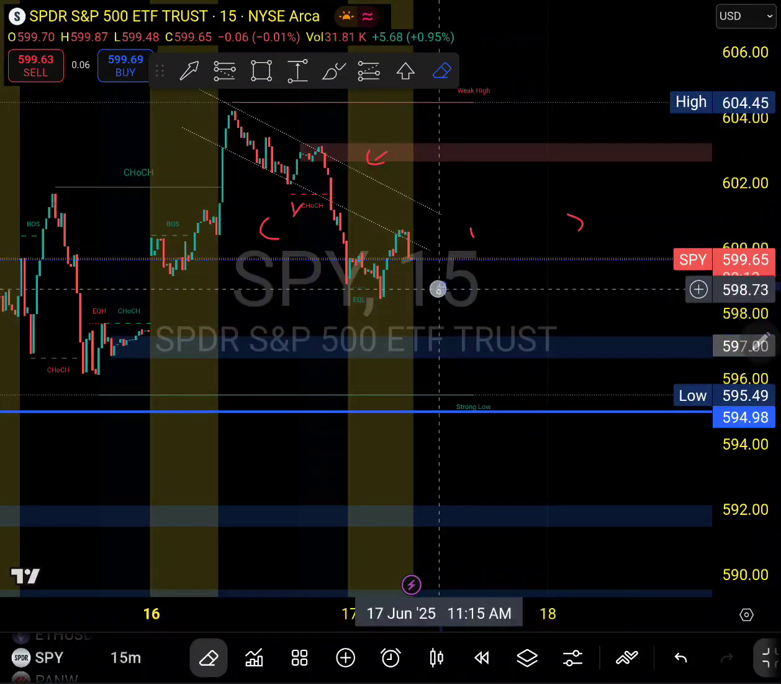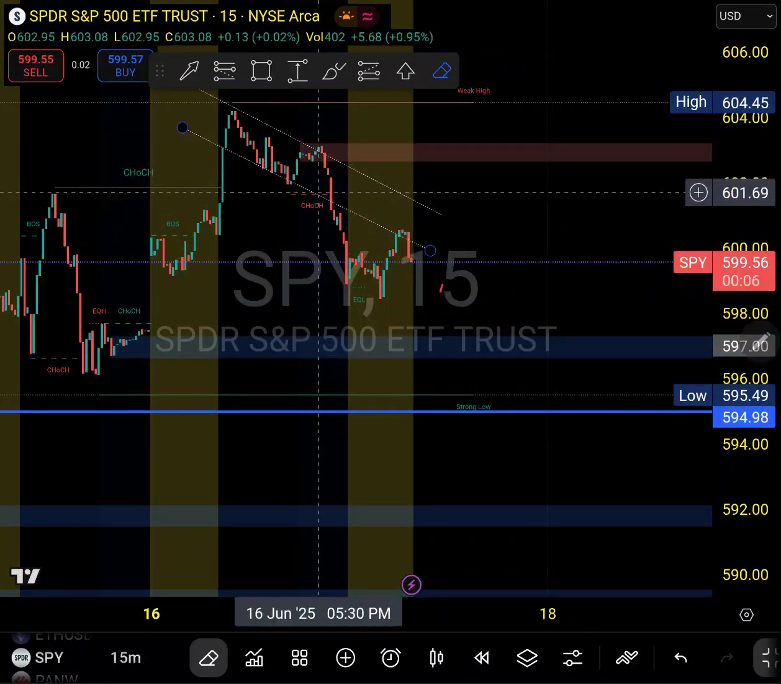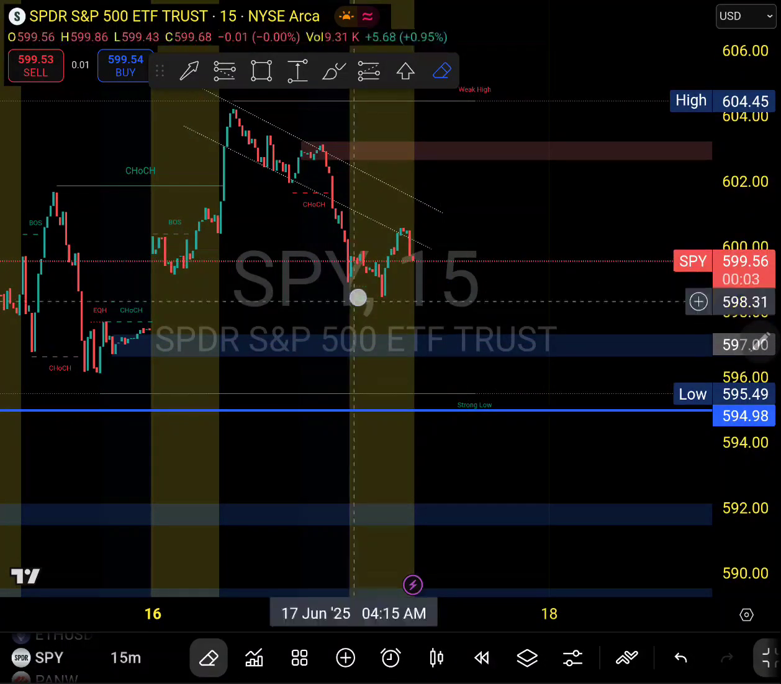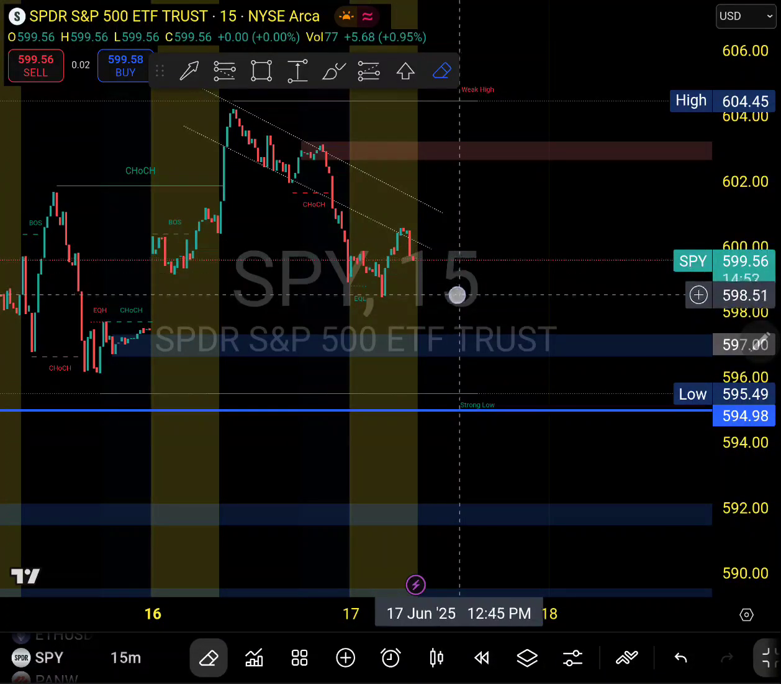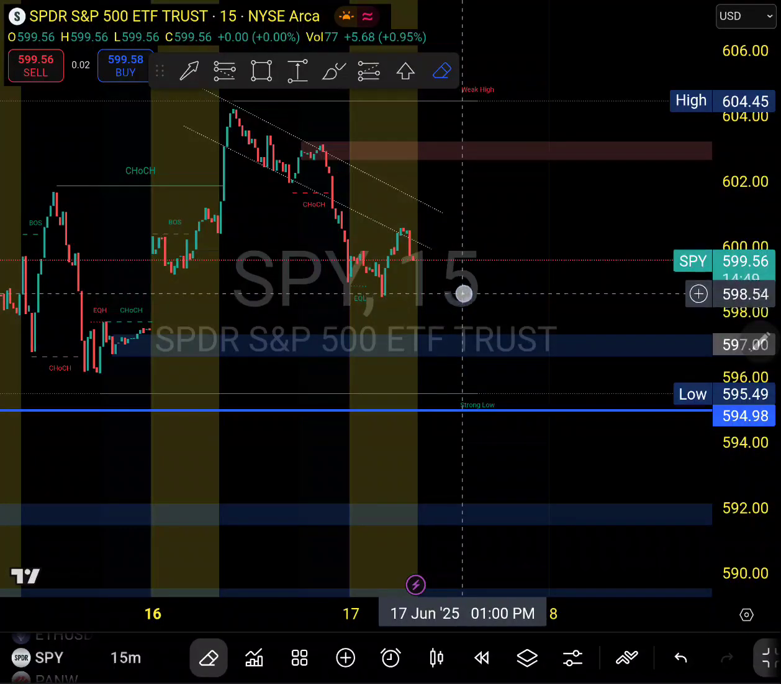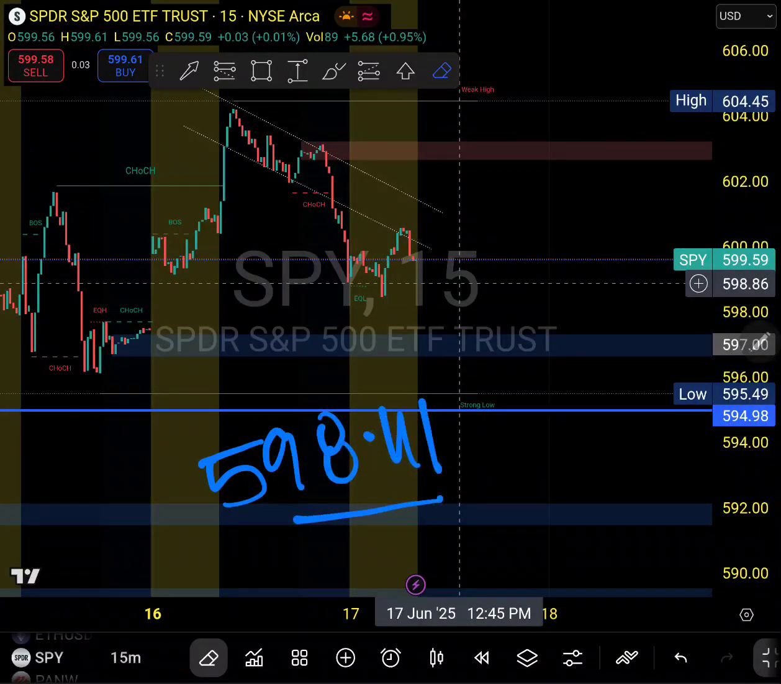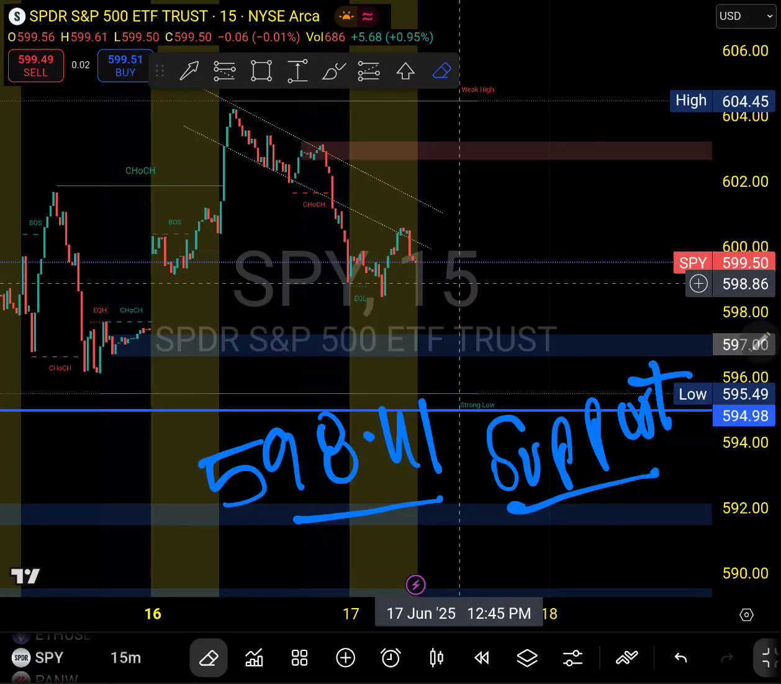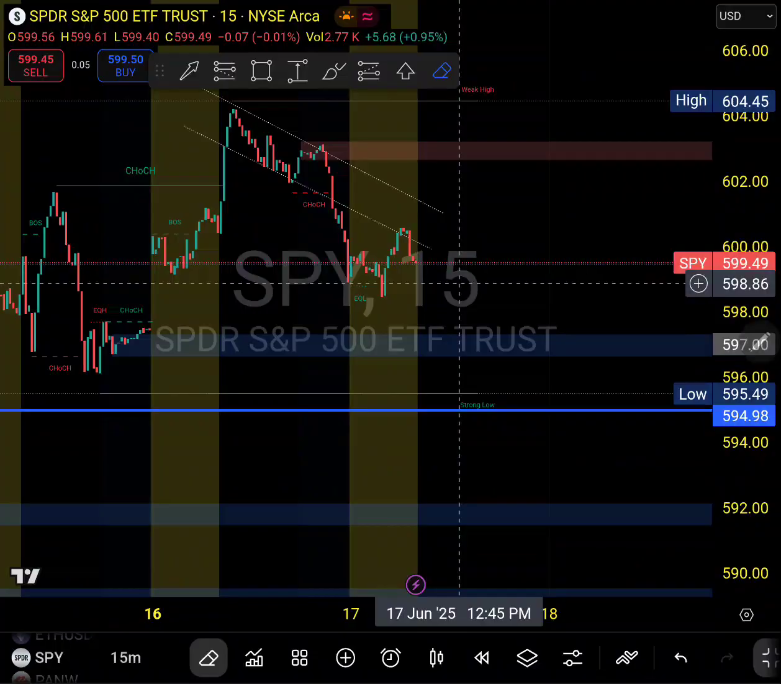So we understand this structure now. I am just marking the levels clearly, or rather writing them down clearly for you guys, right? So let me write it down. 598.41 is the support. If this breaks, we can see 597, then a retracement back to 598, and then 594. This is how the market is going to walk today.